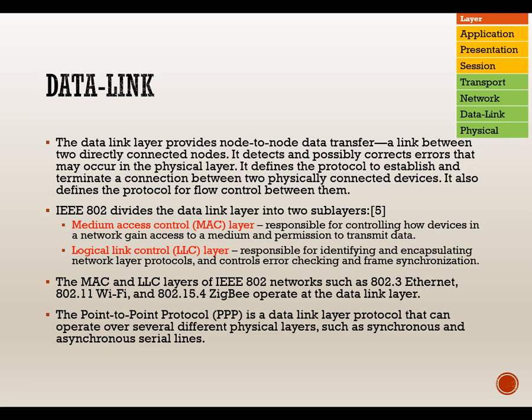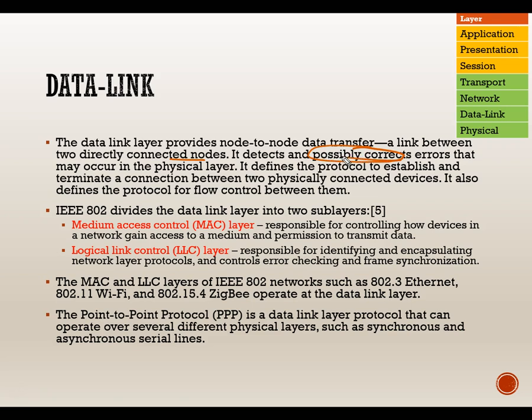The data link layer provides node-to-node data transfer. A link between two directly connected nodes. It detects and possibly corrects errors that may occur. And you're going to say this is the first place that we're going to have any correction. Typically not a whole lot of correction is there.